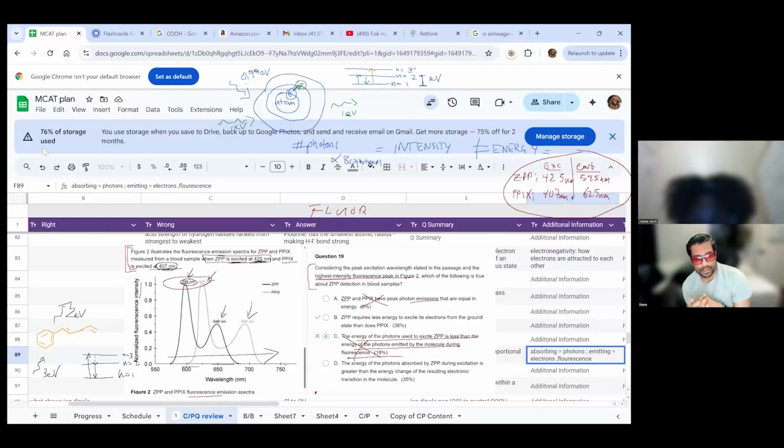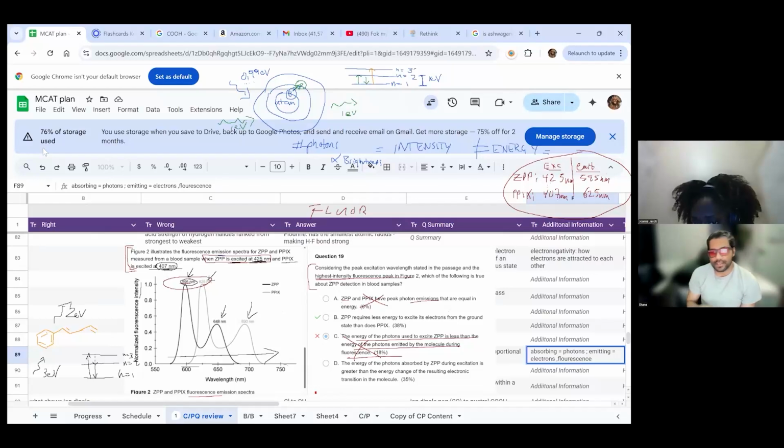So you want to do D? The energy of the photon absorbed by ZPP during excitation is greater than the energy change of resulting electronic transitions in the molecule. What? I don't think that has anything to do with electronic transitions.